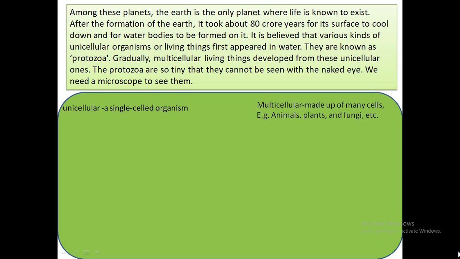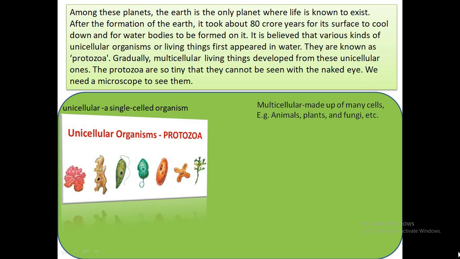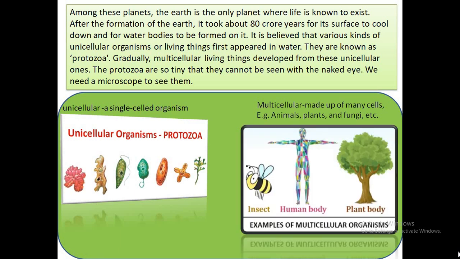Gradually, multicellular living things developed from these unicellular ones. The protozoa are so tiny that they cannot be seen with the naked eye. We need a microscope to see them. Unicellular means a single-celled organism. It is made up of a single cell. Multicellular organisms are made up of many cells. Example, animals, plants and fungi, etc.